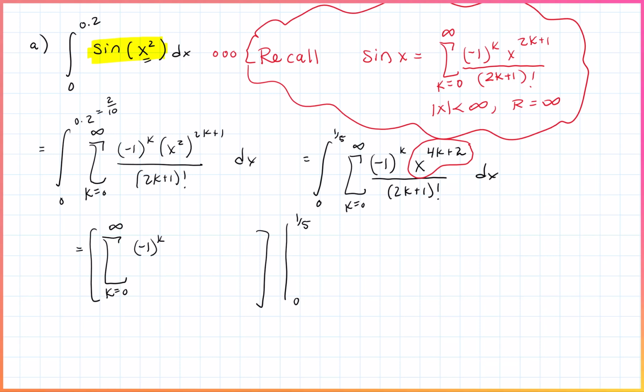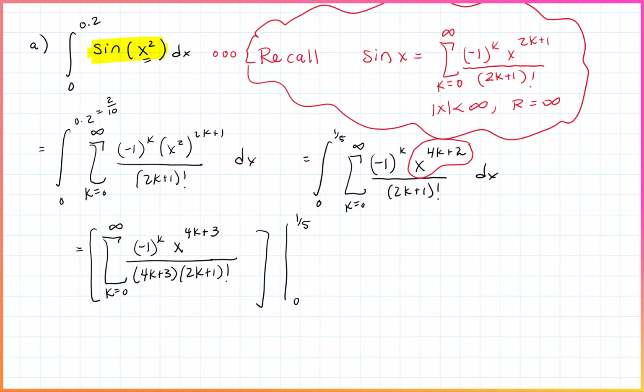When we integrate x to the 4k plus 2, the rule of power says that we increase the power by 1, so that becomes 4k plus 3. And we divide by 4k plus 3, and we still had the 2k plus 1 factorial, the constant for each term, still left in the denominator. So we still have that hanging out in the denominator.